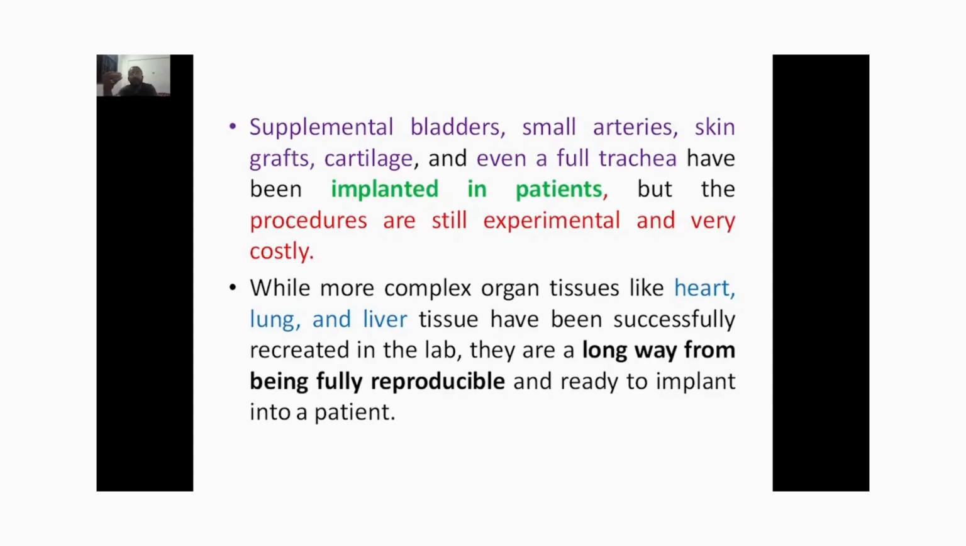While more complex organs like the heart, lung and liver are still under development, in future we can expect these things to become faster. These tissues have been successfully recreated in the lab, that is, in vitro, by using tissue engineering. The heart has been developed, lung has been developed, liver has been developed. But they are a long way from being fully reproducible and ready to implant into the patient.